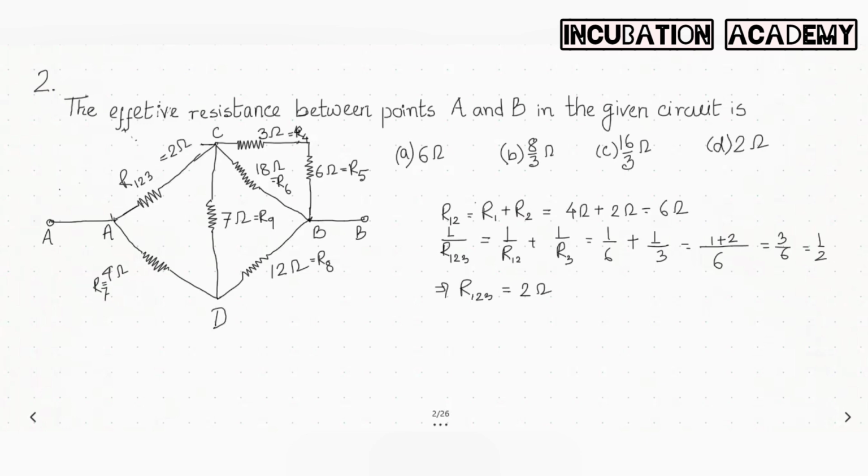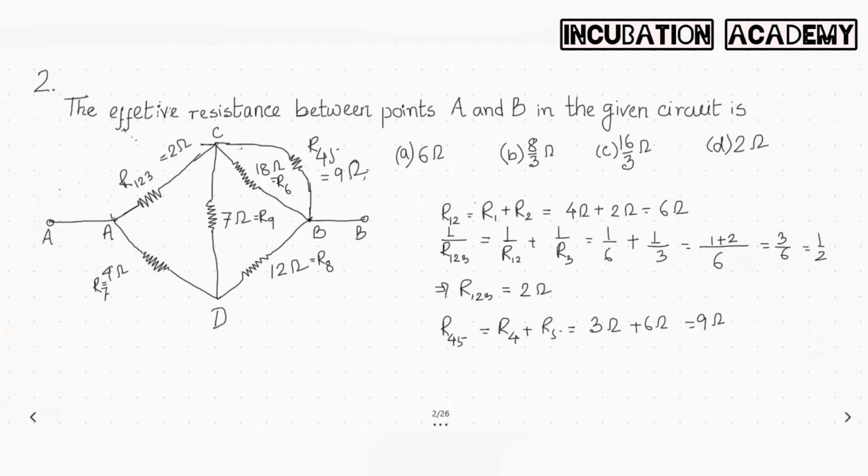We will do the same for R4 and R5. What is R45, the equivalent of R4 and R5? Since R4 and R5 are in series, R4 plus R5 is 3 ohm plus 6 ohm, equal to 9 ohm. So we can now omit R4 and R5 and replace them by a single resistor, R45. This is my R45, and the value is 9 ohm.